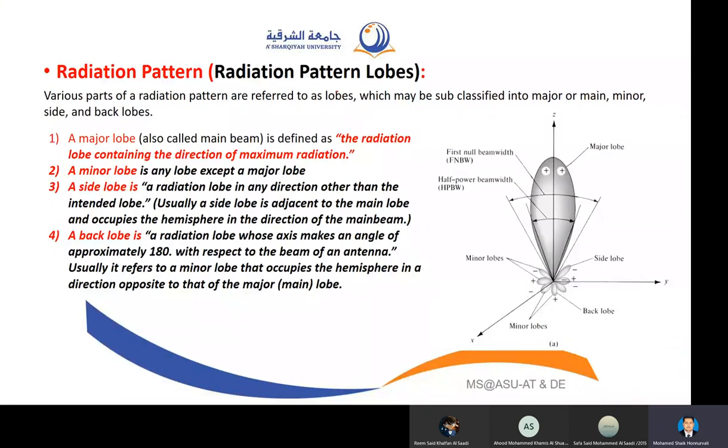Next, we discussed the radiation pattern lobes. Whenever there is radiation from an antenna, technically we have given some names to those radiation patterns. Wherever you see the major beam, the maximum radiation, this one we call the major lobe. The lobe present exactly opposite to this, 180 degrees opposite, we call the back lobe.